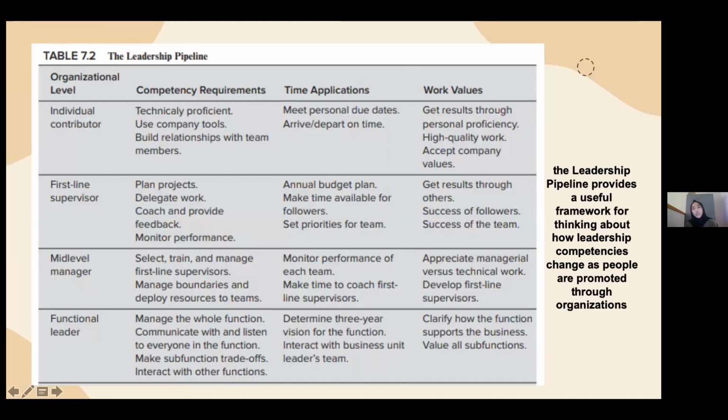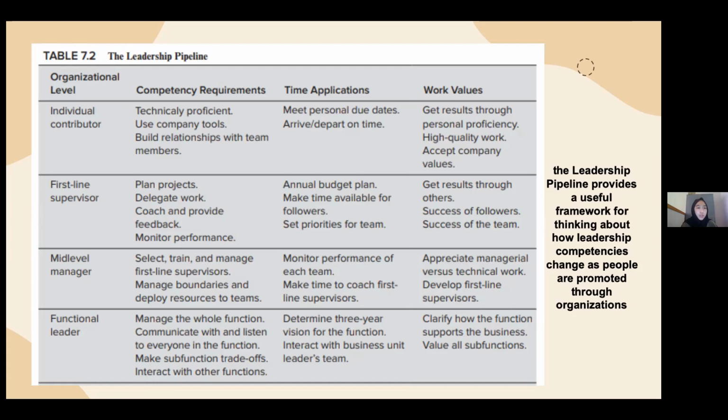And this is the table of the leadership pipeline. This is an example of the leadership pipeline. So the leadership pipeline provides a useful framework, as you can see from the picture, for thinking about how leadership competencies change as people are promoted through the organization.